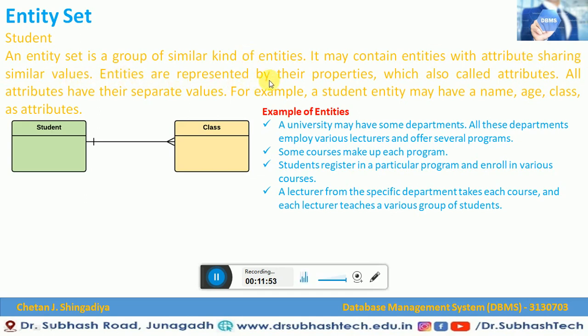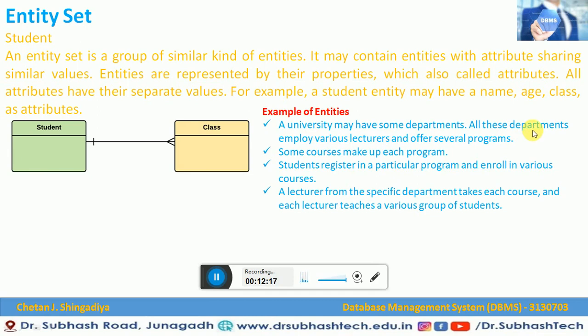Also, entities are represented by their properties, which are also called attributes. All attributes have their separate values. For example, a student entity may have name, age and class as attributes. So this is how you can represent it as an entity set. Now these are the examples of entities. A university may have some departments.